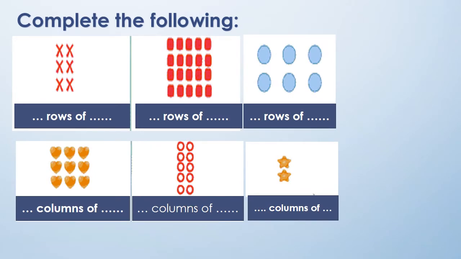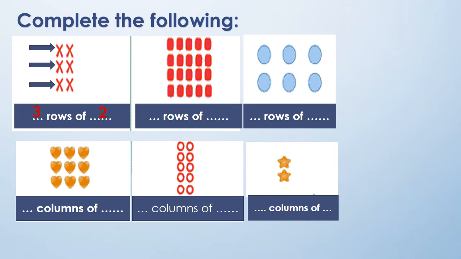Question number 2. Complete the following. The first array, he asked me to count how many rows in this array. Let's count how many rows. 1, 2, 3. I have 3 rows. Each row contains how many objects? Each row contains 2 objects. Then this array is written as 3 rows of 2.